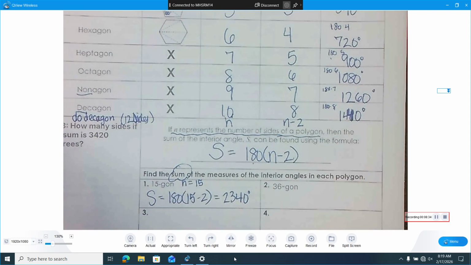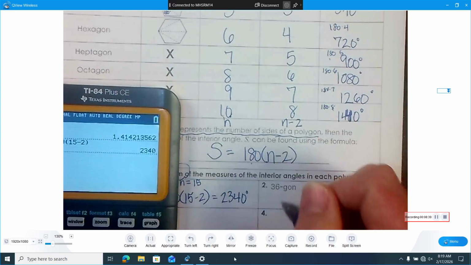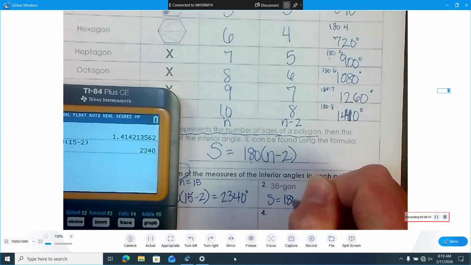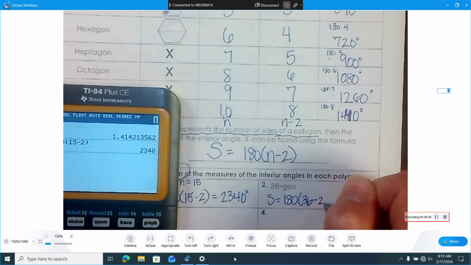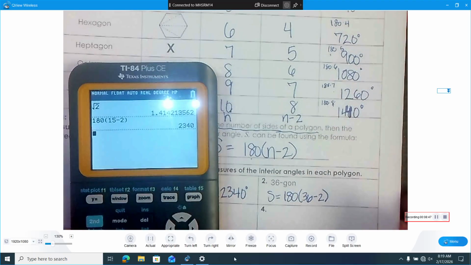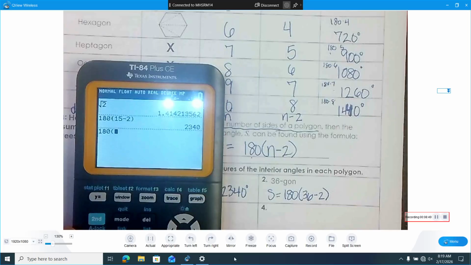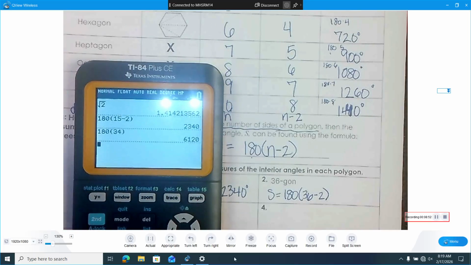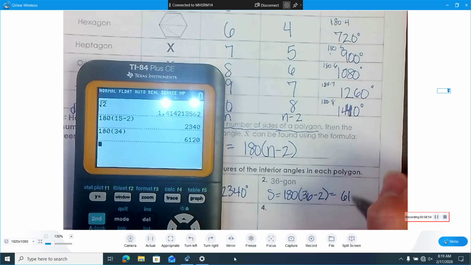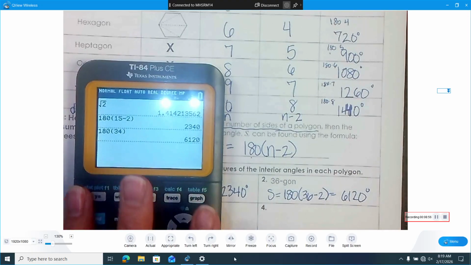What should I do for a 36-gon? Good. Times the quantity 36 sides minus 2 creates our triangles. So 180 times, I'm just going to type in 34 because that's easier. So 6120 degrees. Fantastic.